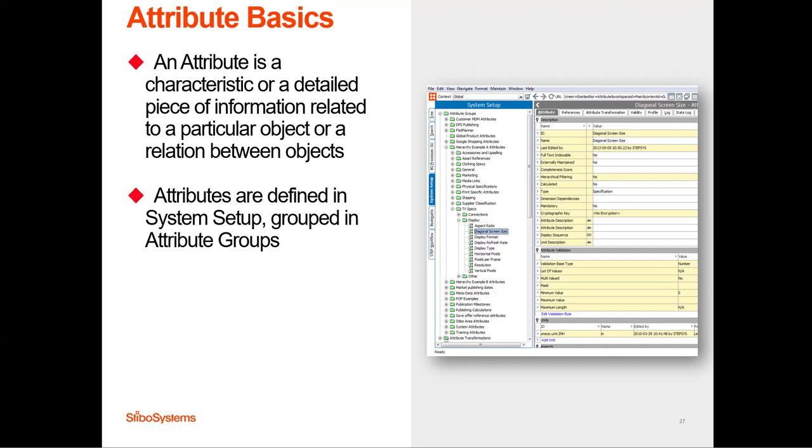Now, to store the information on the respective products, we need some configuration to hold the information on the products, right? So that's where attributes come into the picture. So attributes are just characteristics or a detailed piece of information. So an attribute is used to hold or store some of the product information in STEP.